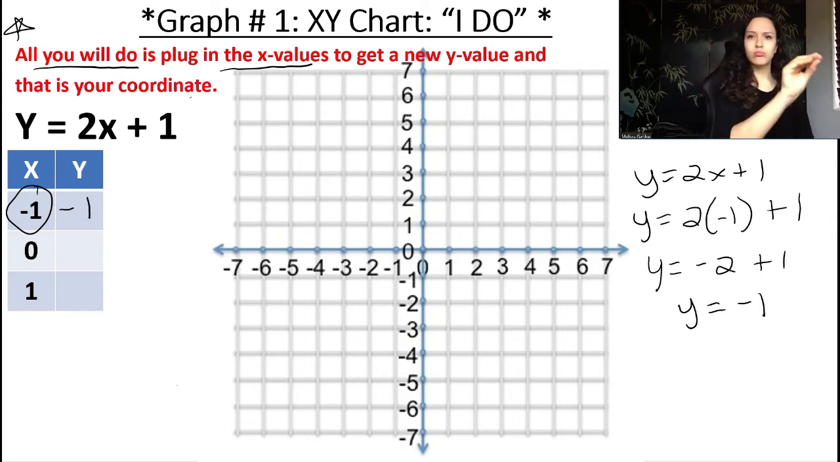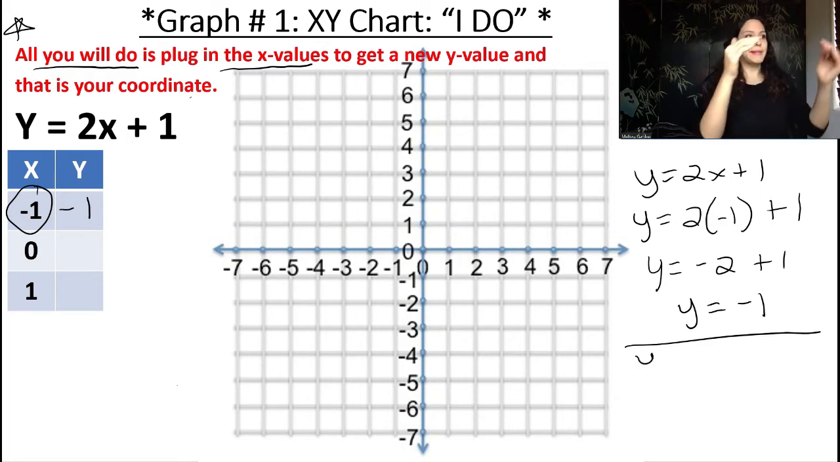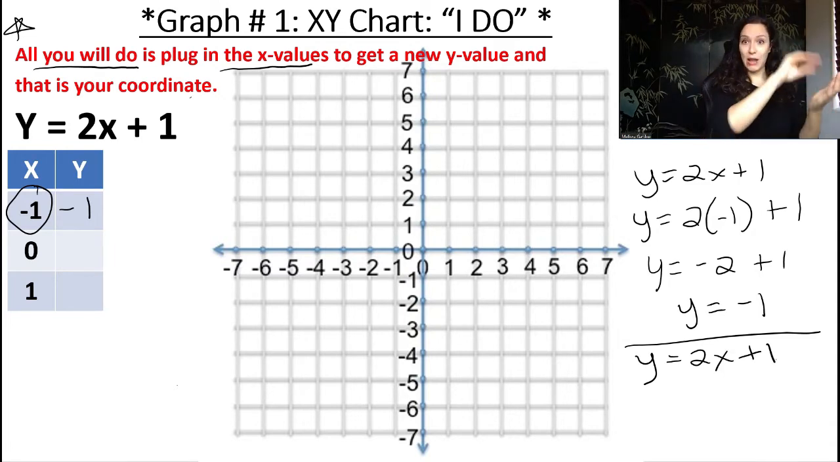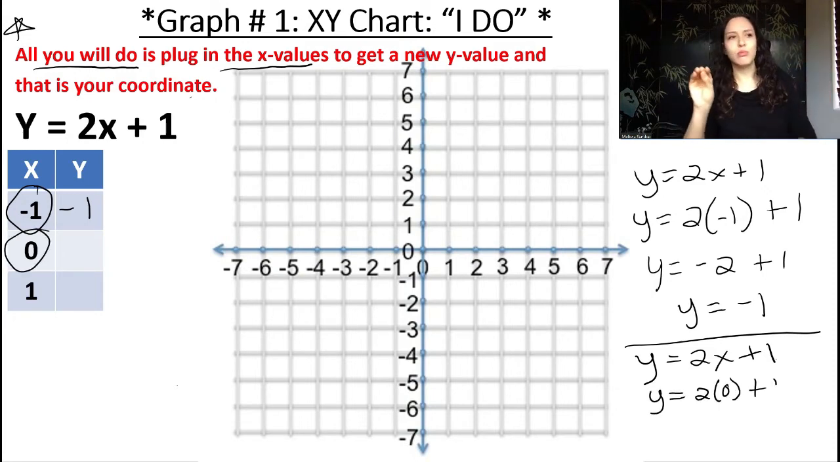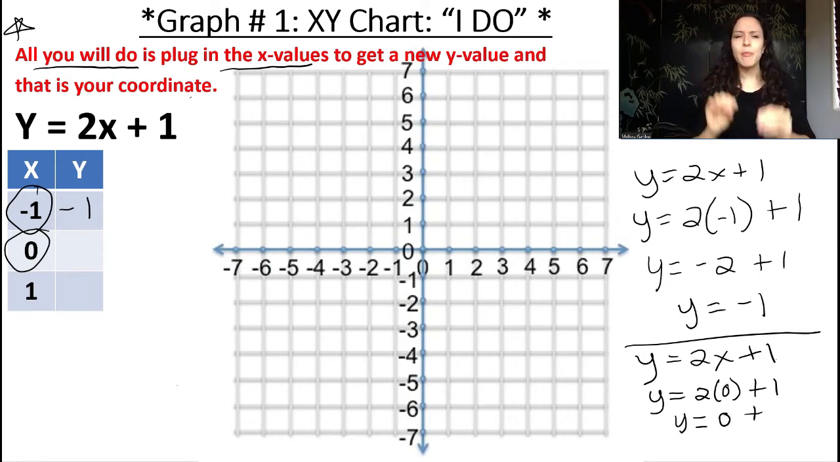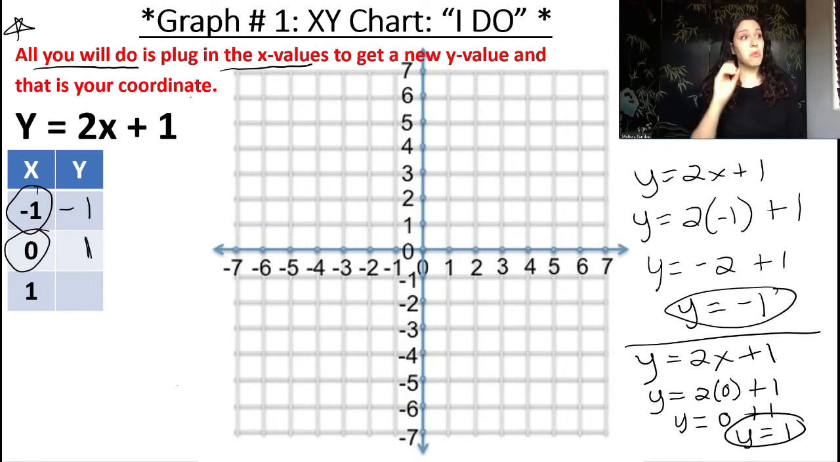Let me find some space for the next one. Y equals, I'm going to rewrite the original equation so that I know I'm plugging it into the correct equation. Now I'm going to plug in 0. Y equals 2 times 0 plus 1. When you plug in numbers, use parentheses, because it shows that you're plugging something in. So y equals 2 times 0 is 0, plus 1. Y equals 1. I'm going to put 1 right here. So when x is 0, the y value is 1.